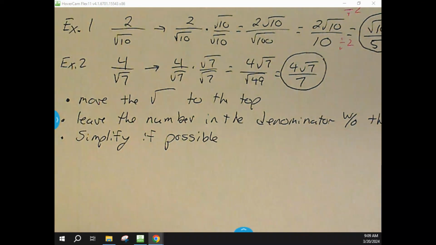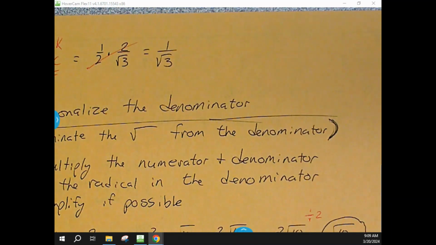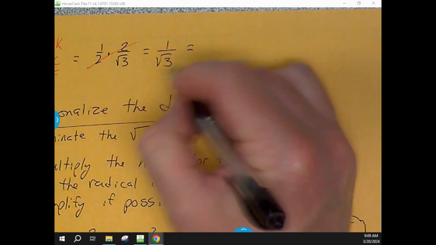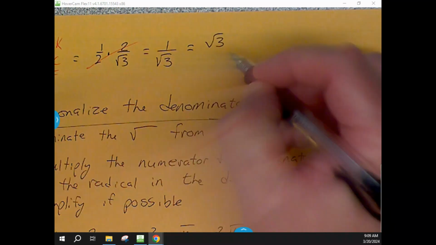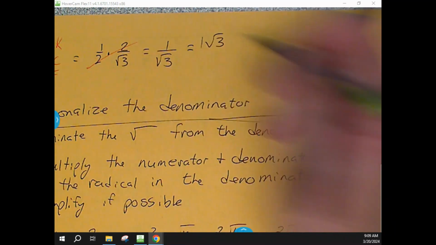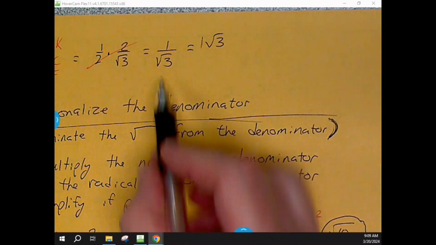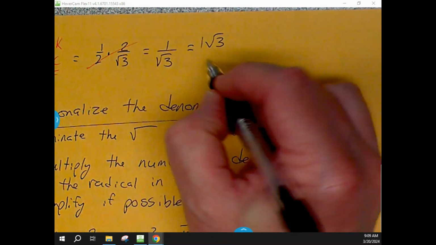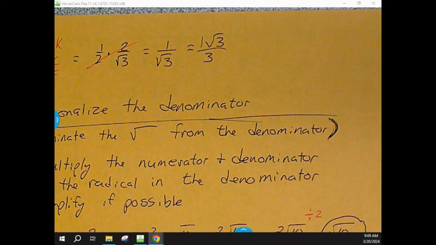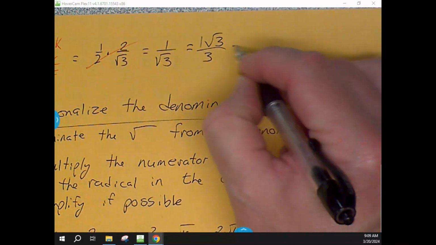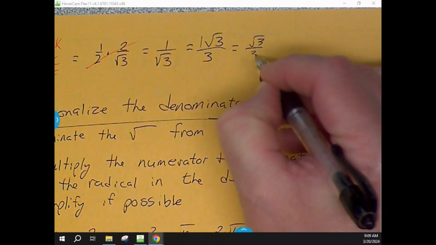Okay, so if we go back to this problem we had at the top, we can go through the steps on this one, but here's the shortcut. So we've got 1 over square root of 3. If we do the shortcut, we're going to move the square root of 3 from the bottom to the top. Now the 1 was here, so we'll leave that 1 still there. And on the bottom, we're going to leave the number down here, but leave off the square root. So that's 1 square root of 3 over 3. That doesn't simplify, so we'll just leave that as square root of 3 over 3.